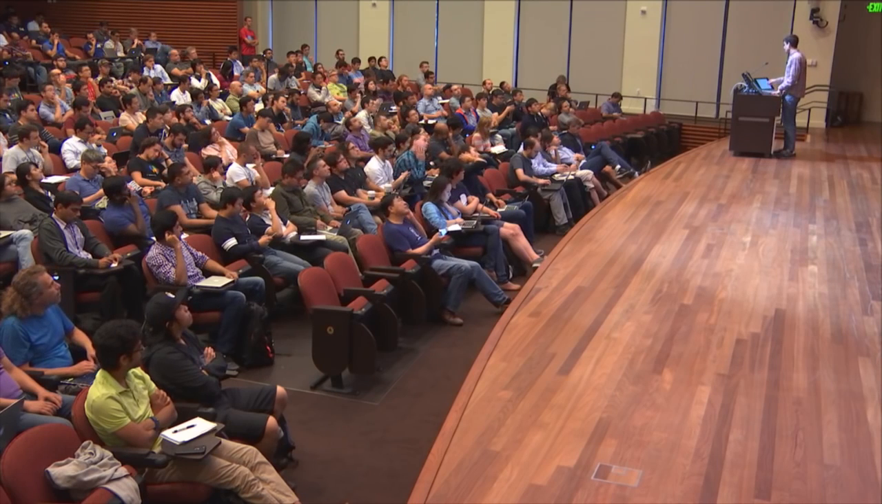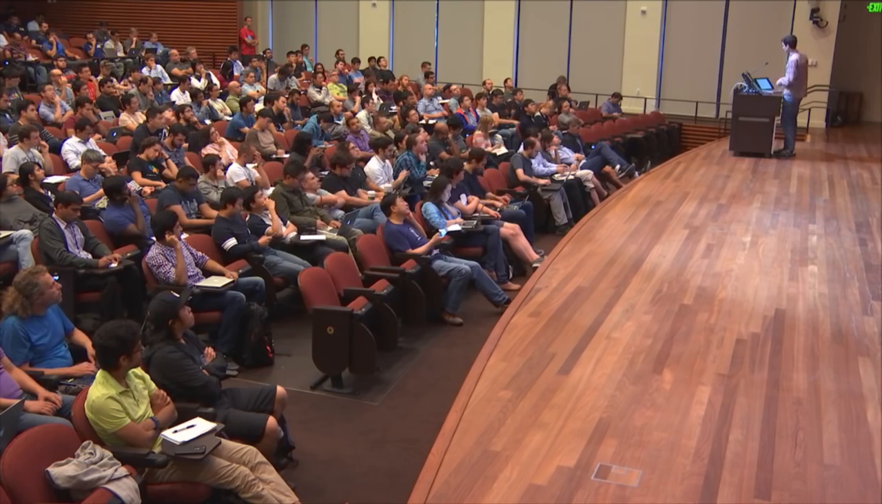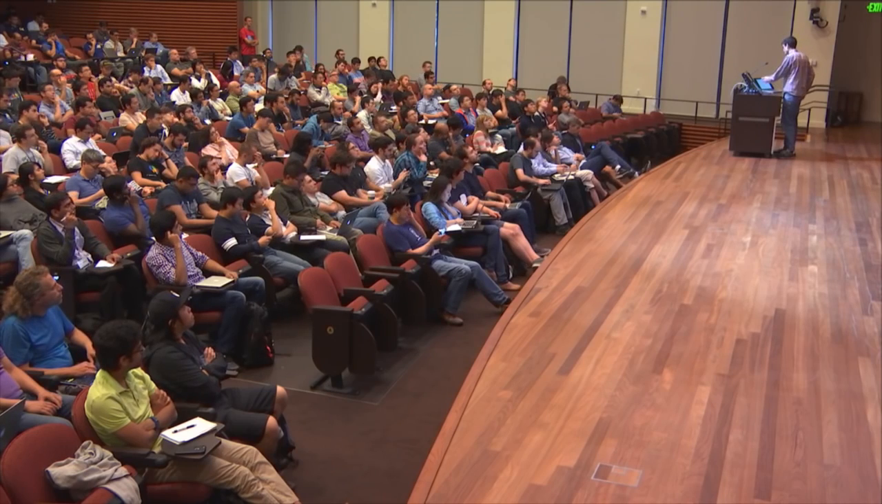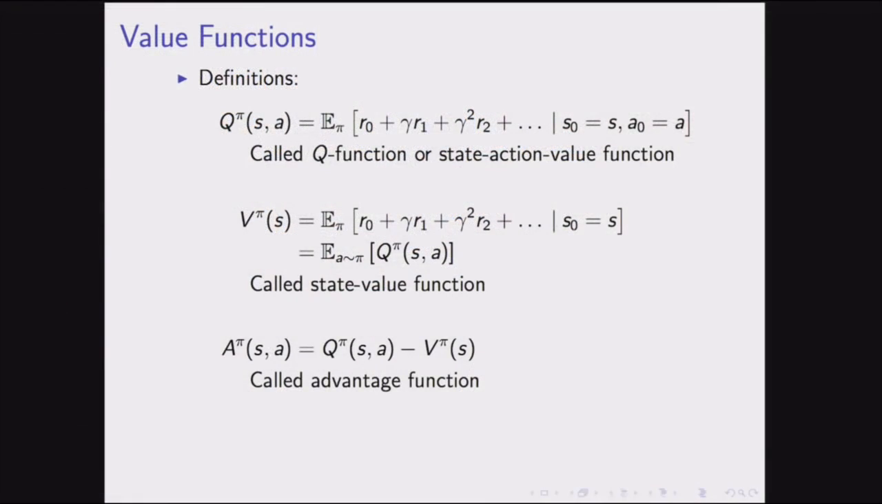So I'll define the relevant quantities here. The Q function is defined as the expected sum of rewards when we condition on the first state and the first action. So we're conditioning on S0 equals s, A0 equals a, and the Q function is the expected discounted sum of rewards when we're acting under the policy pi.